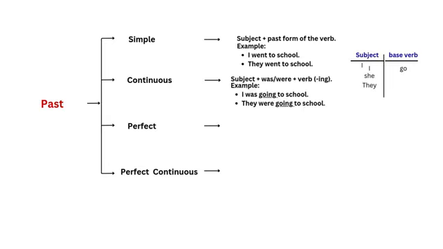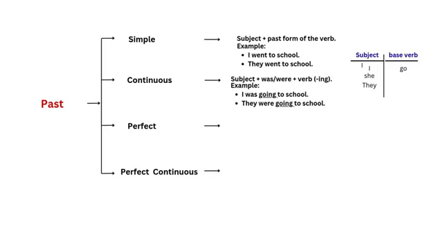Past continuous: subject plus was or were plus verb-ing. Example: I was going to school. Here, I is the subject. Was is the past form of the verb to be with the subject I in the past continuous tense. Going is the main verb in its continuous form. To school is the object.